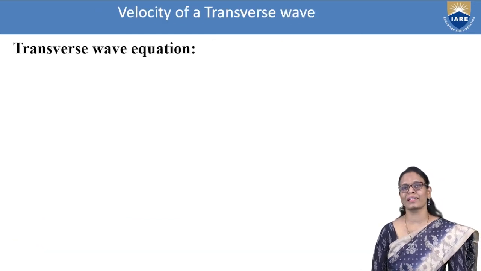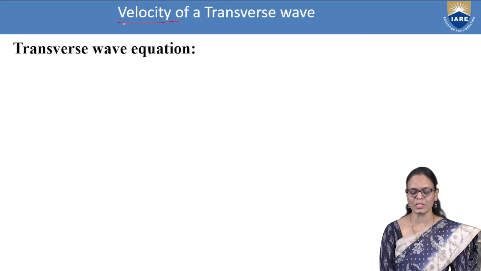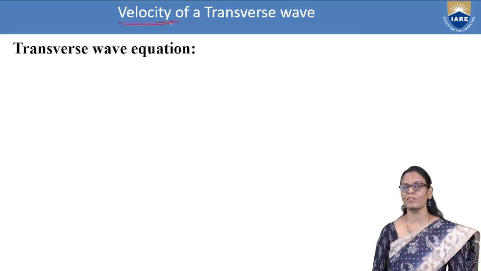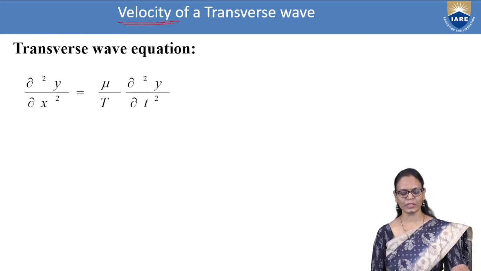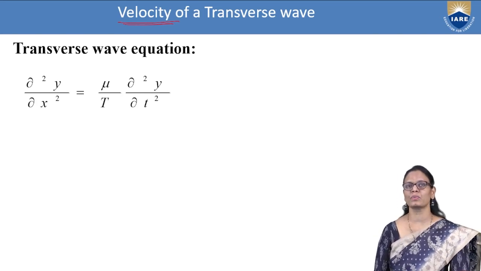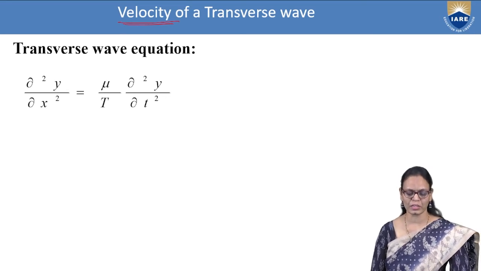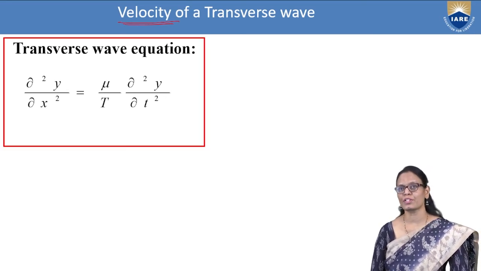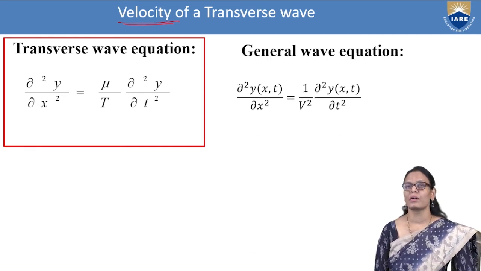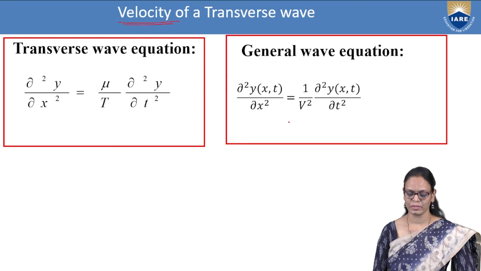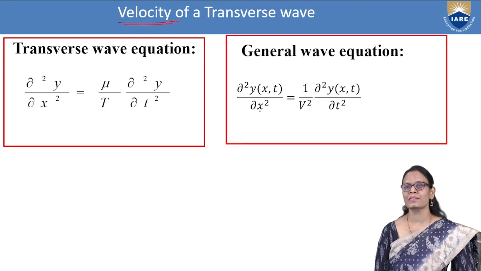Now let us get the expression for the velocity of a transverse wave. What will be the velocity with which a transverse wave moves? For this, we need to compare the transverse wave equation with the general wave equation. What is the general wave equation we have? ∂²y/∂x² is equal to 1 by v² ∂²y/∂t².